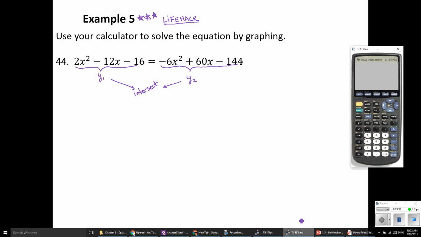So I pull up that calculator. Under y1, let's type in our 2x squared minus 12x minus 16. Again, I'm not even bothering to simplify that. The calculator is going to do all the work here. Then we've got negative 6x squared plus 60x minus 144.